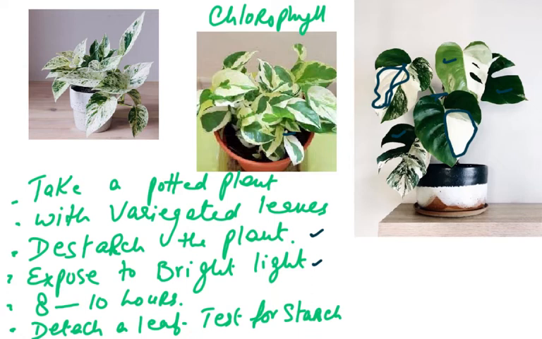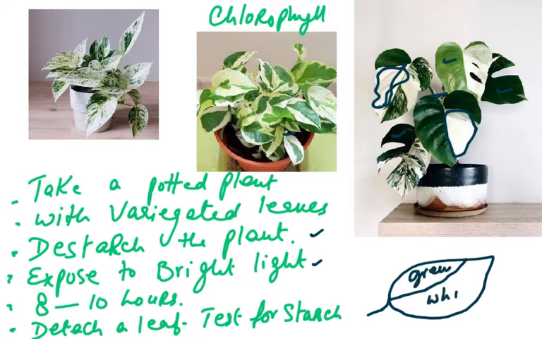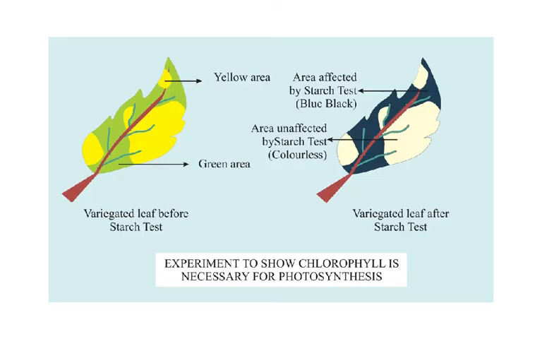But before you detach the leaf, you need to make a drawing or take a picture of it to show where the green parts and the white parts are, so that you can remember that. Now, when you've done the test for starch, what do you see? It's very interesting. What you see is that the green parts will turn blue-black because they contain chlorophyll. So they will contain starch.